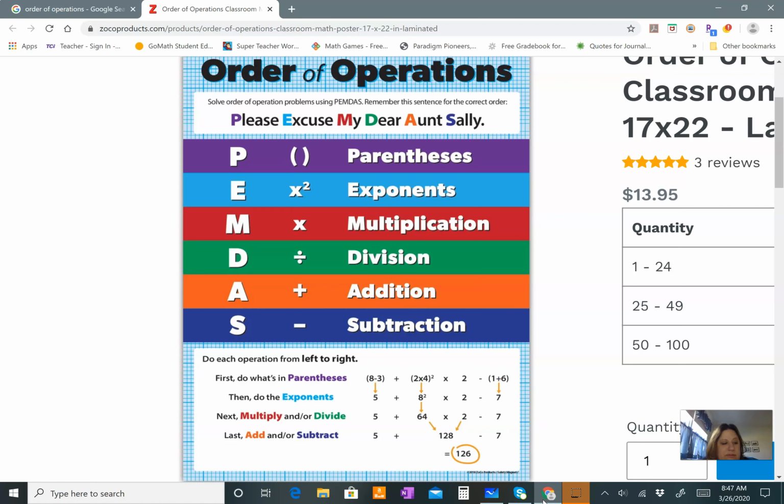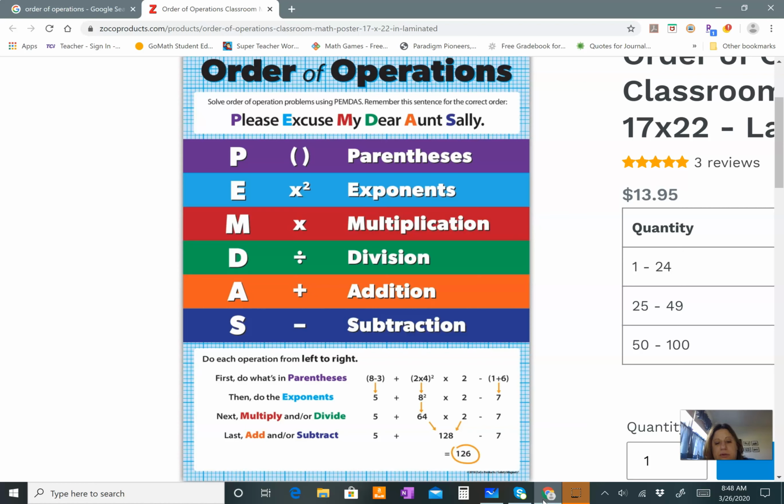Okay, so at the bottom of that page there, you work from left to right, working on each operation. So we always do what's in parentheses first. So the example problem at the bottom of the page there shows us that they're doing everything that's in parentheses first. So the 8 minus 3, the 2 times 4, and the 1 plus the 6. And they write that down. Remember, showing your work is key, and I will be looking for your work in all of these problems. You can use the calculator to help you get through the math, but I want to see the work.